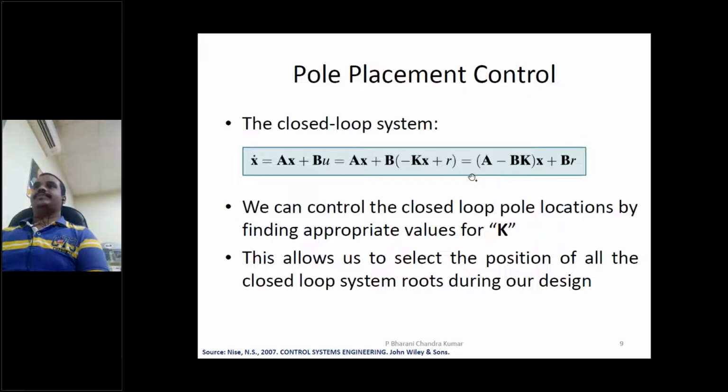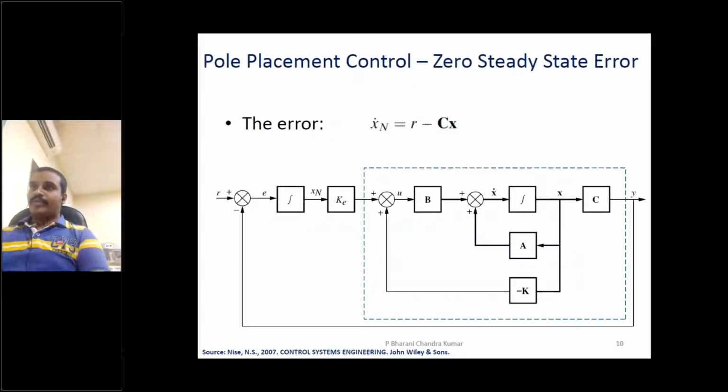However, what we have learned from the earlier classes is that if you use the integral action, then there is always a possibility that you can eliminate the steady state error completely. So for the pole placement controller, when you want to eliminate the steady state error completely, we have to use the integral action. This integral action will try to eliminate the steady state error, the output minus reference error, which will go to zero.